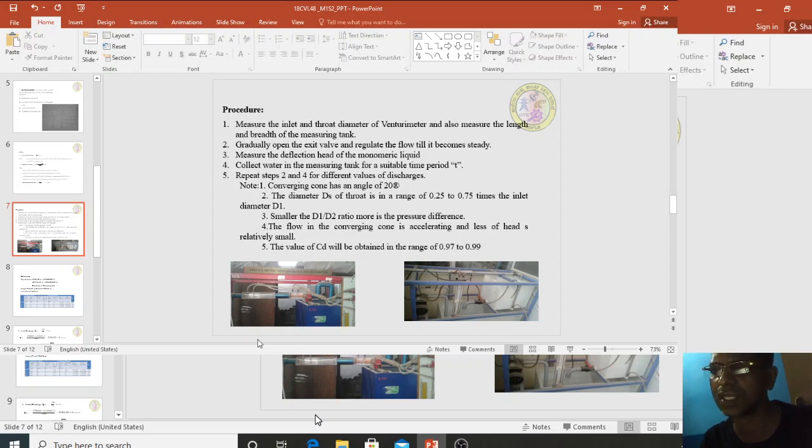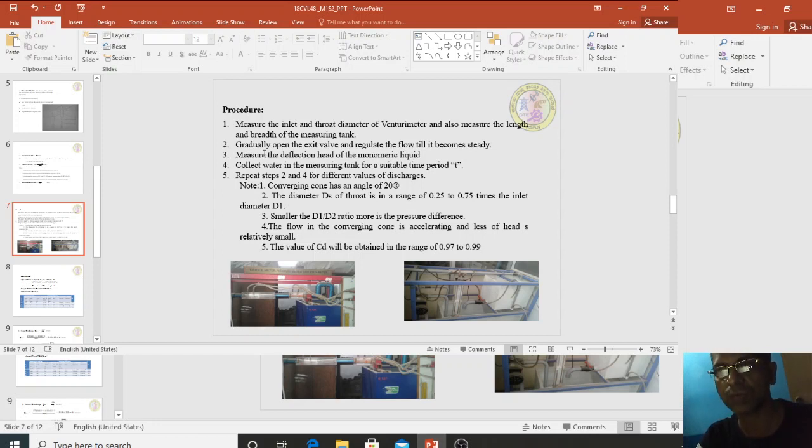It is the same as our V-notch concept that we are applying here: 25% opening, next 50% valve opening, 75% valve opening, and 100% valve opening. So when 100% valve opening takes place, the time required to fill the tank will be less. That is one thing we have to keep in mind. We are standardizing all the procedures so that there is no confusion from one experiment to another experiment.